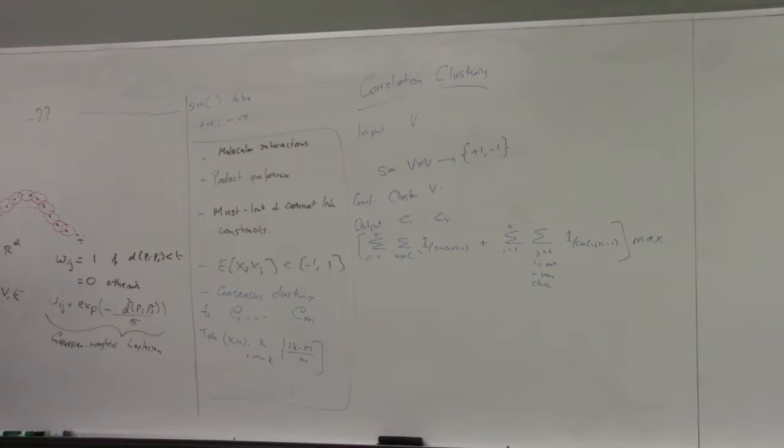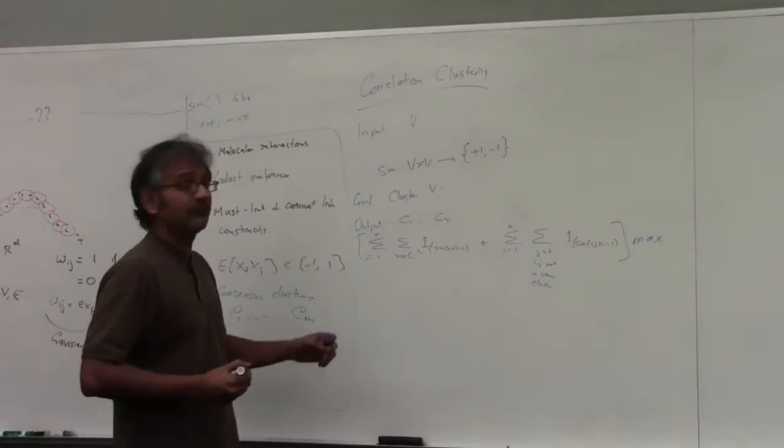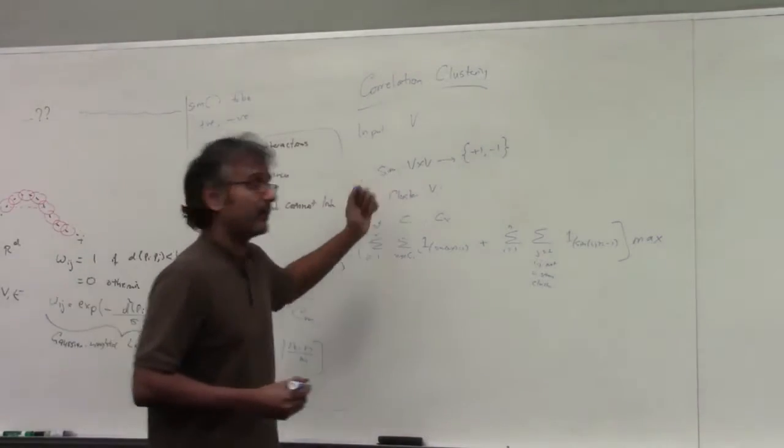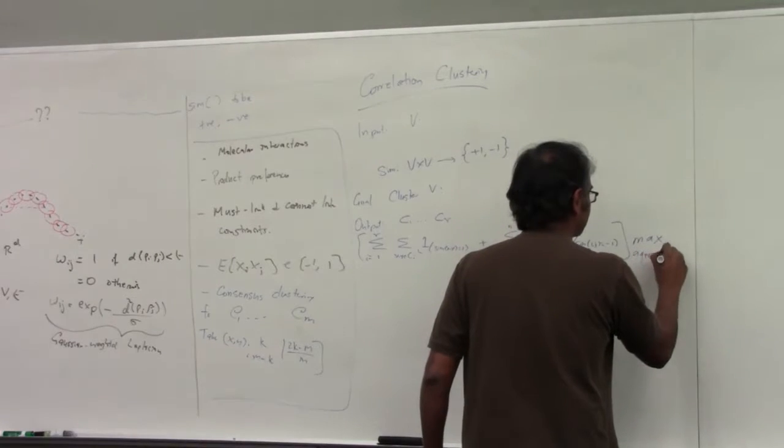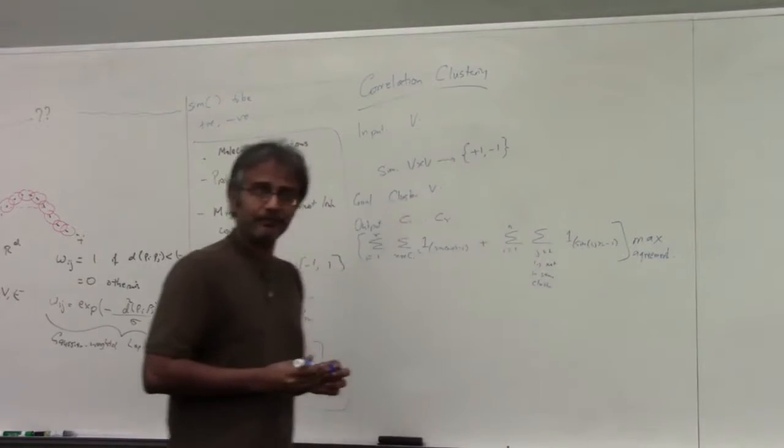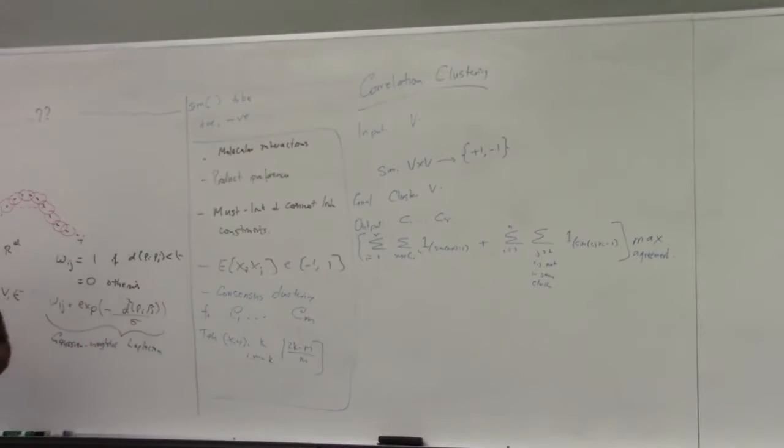So this is what is called maximizing agreement. What you're trying to do is maximize the agreement of the clustering with the thing you set out. So we'll call this a max agreement problem. And this is one of the 2 variants of correlation clustering.